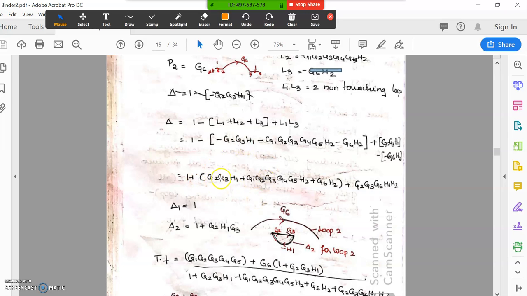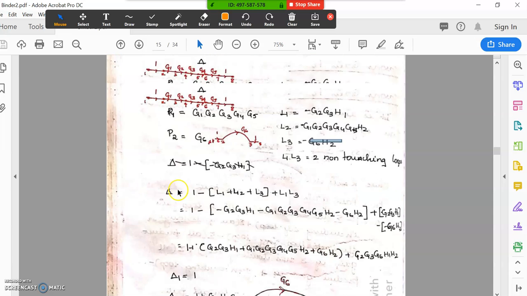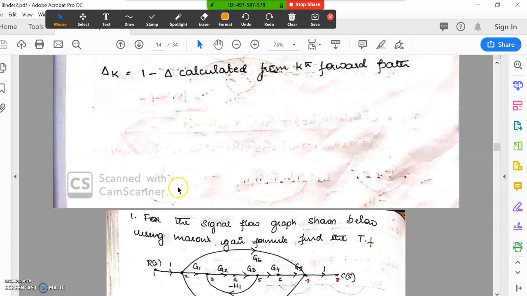That is G2, G3, H1 for the first loop gain. Then G1, G2, G3, G4, G5, H2 for the second one. And this one will be the third one. Then product of L1 and L3. This is delta. What about delta 1? What would we say delta 1?